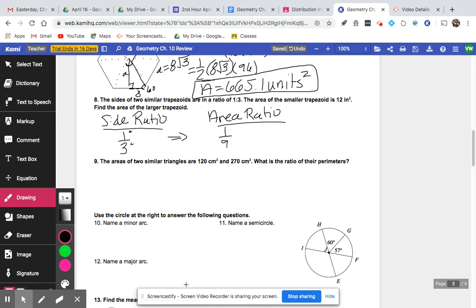Now I need to set up a proportion. Area of the smaller trapezoid is 12. We don't know the larger area. Here it's a matter of cross multiplying. Super easy cross multiplication. 12 times 9 is 108. Maybe I'll highlight the cross multiplication. So x is equal to 108 inches squared. There we go. Number 8 done. Number 9, here we go.